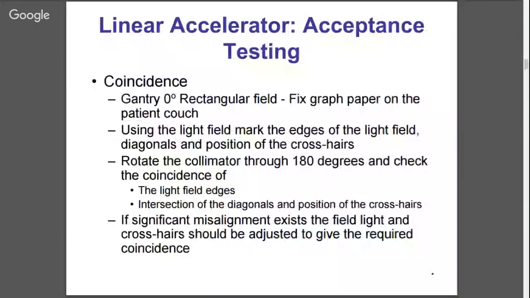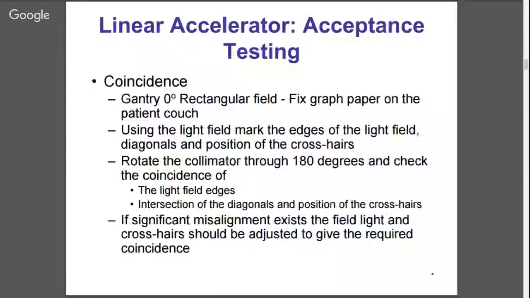The next piece of acceptance testing we might need to do is that of coincidence. This is done with the gantry at 0 with a rectangular field, and we're going to fix some graph paper on the patient couch, and we're going to ensure that the light field, which is a measure of the physical position of the jaws, and also we can see on that light field the position of the crosshairs, that these all align correctly. And graph paper is a very simple way to check this.